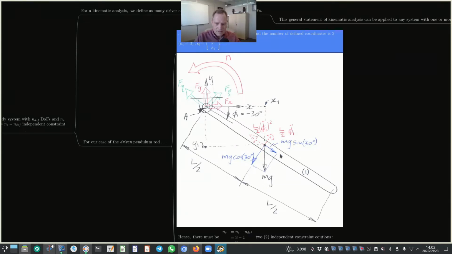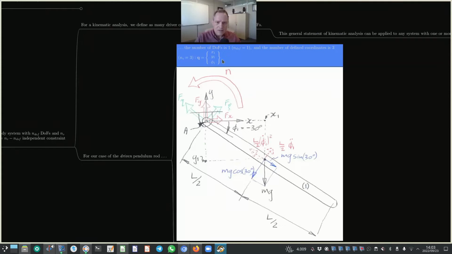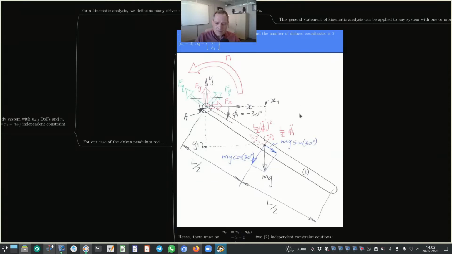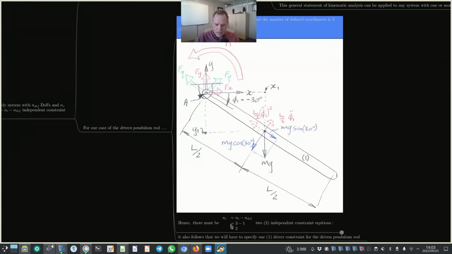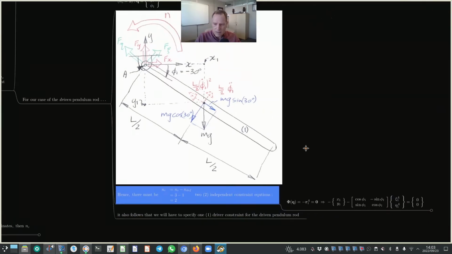Okay, we are busy with this equation. We have 1 degree of freedom, 3 coordinates. So what do we know? If we look at this equation, if we subtract the number of degrees of freedom from the number of coordinates, we get 2. So we need 2 independent constraint equations for our mechanism. And this corresponds to what we said earlier.